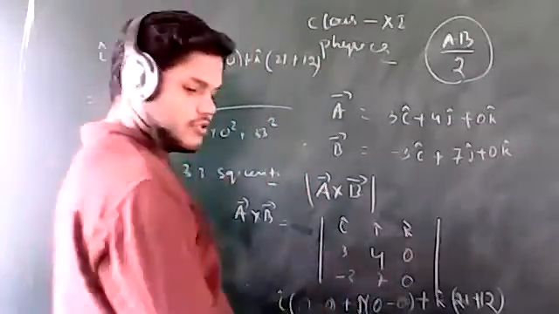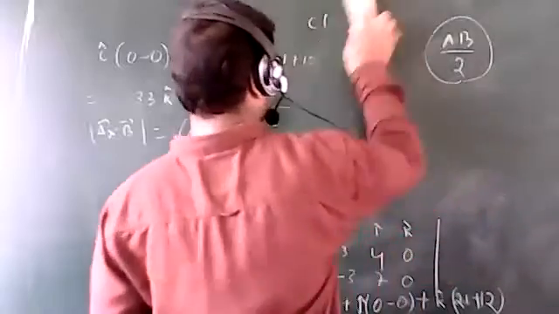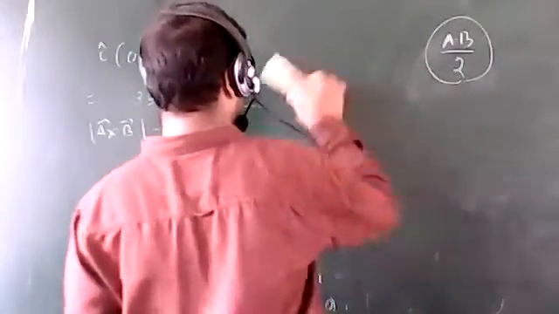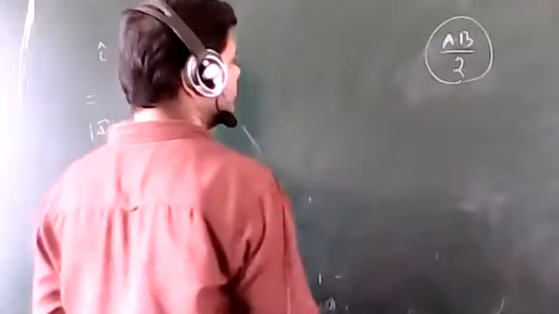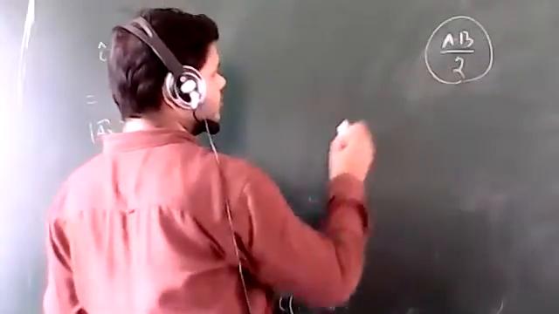I'm just doing this type of question, which is compulsory in some exams, a 2-3 marks question, okay. So the area is given as AB upon 2, okay.